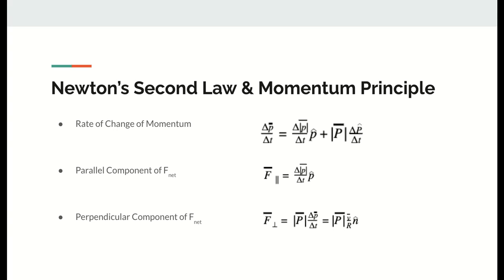The first equation represents the rate of change in momentum, which is equal to the summation of its parallel and perpendicular components. This equation also represents the total net force based on Newton's second law. Next, I have the formulas for the parallel and perpendicular components of the net force. The parallel component of the net force points parallel and in the same direction as the object's motion. The perpendicular component points perpendicular to the object's motion toward the center of the kissing circle.